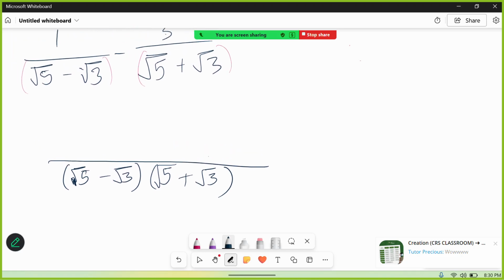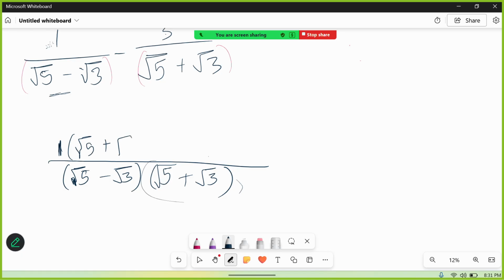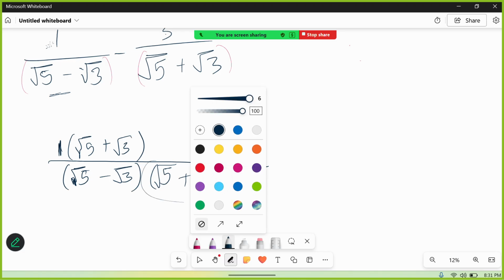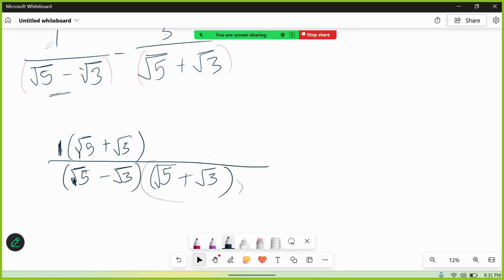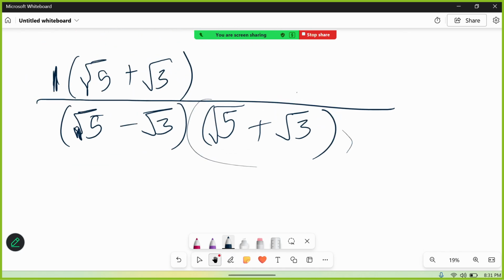The next thing is this root 5 in this LCM. If you divide this and this, what will be left is this root 5 plus root 3. This one will be used to multiply everything up here. Are you getting that? So we'll be having 1 times root 5 plus root 3. Why is my handwriting bad? Okay, I've zoomed it too much.